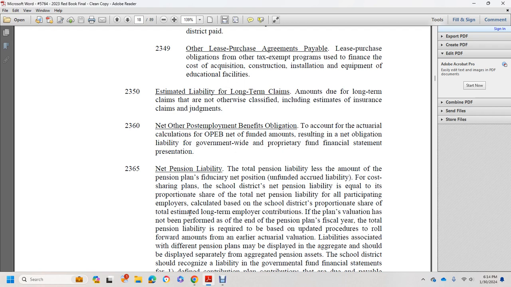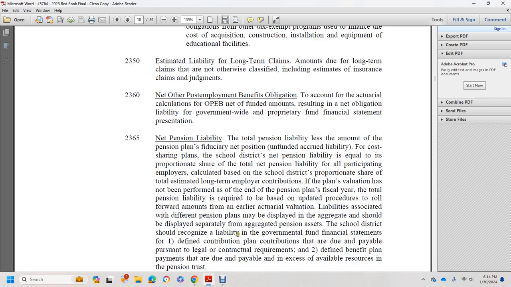The school district's net pension liability is equal to its proportional share of the total net pension liability for all participating employers, calculated based on the school district's proportionate share of total estimated long-term employer contributions. If the plan's valuation has not been performed at the end of the pension plan fiscal year, the total pension liability is required to be based on updated procedures rolling forward amounts from the earlier actuarial valuation. Liabilities associated with different pension plans that may be aggregated should be displayed separately, with the aggregated pension assets of the school district. The school district should recognize the liability in the governmental fund financial statements, where a defined contribution plan with a contribution due from the payable carries a presumed legal contractual requirement.